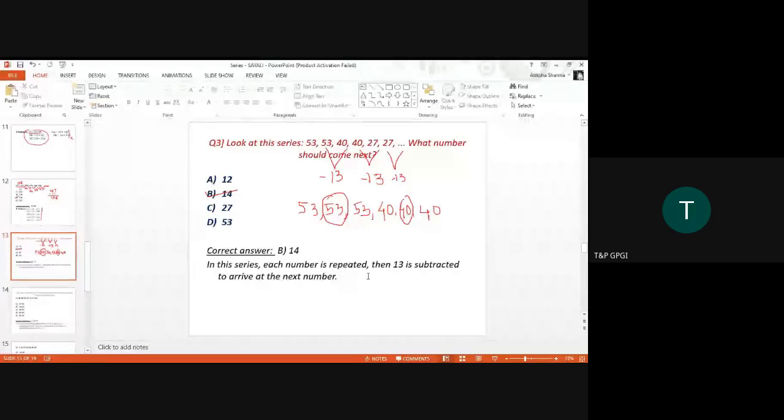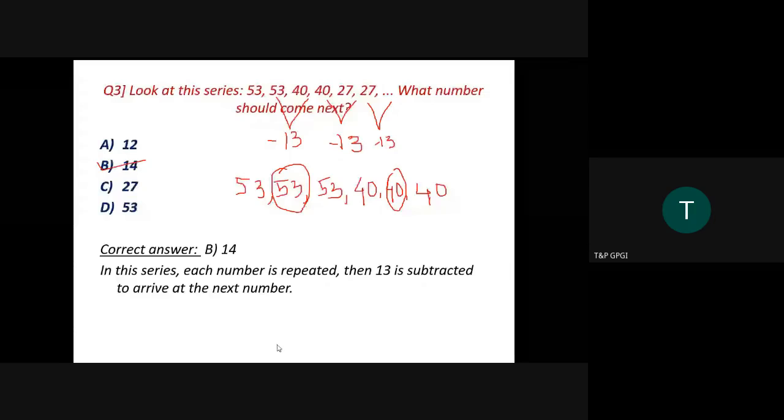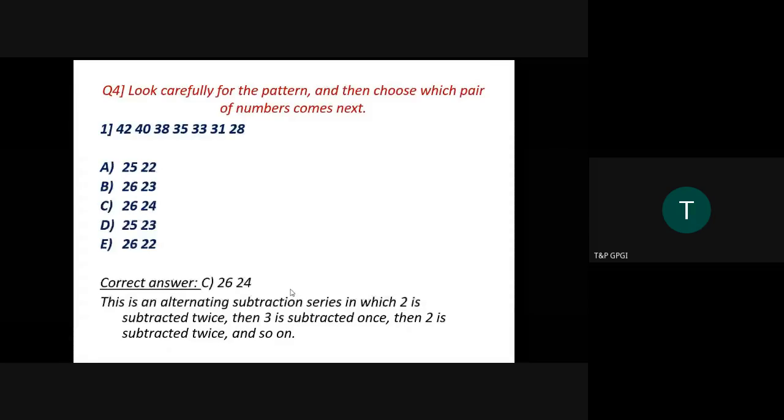Fine. So this is another pattern that can be followed. Next question is, look carefully for the pattern and then choose which pair of numbers comes next. Which pair of numbers come next? Now first is 42, 42 and then 40.